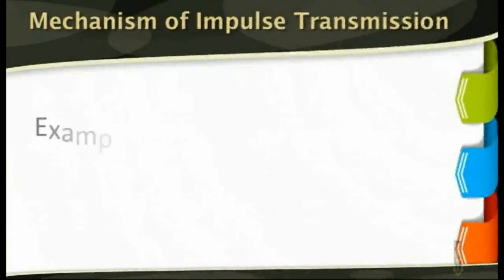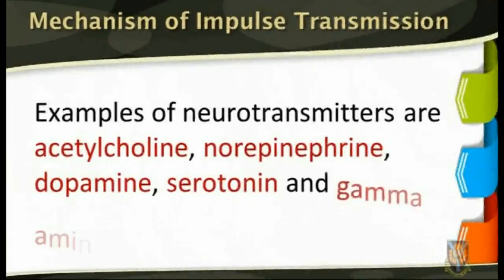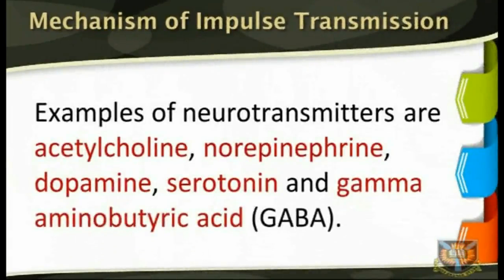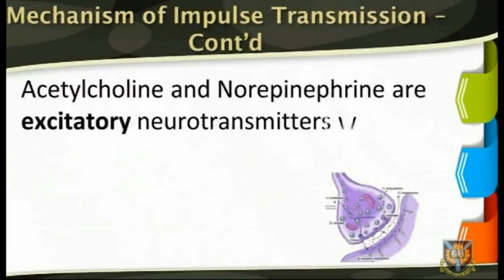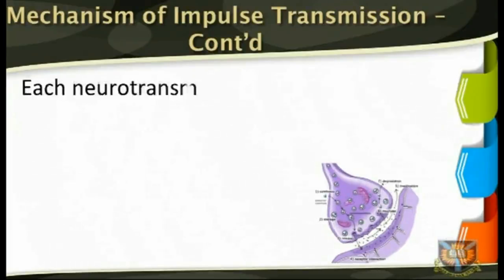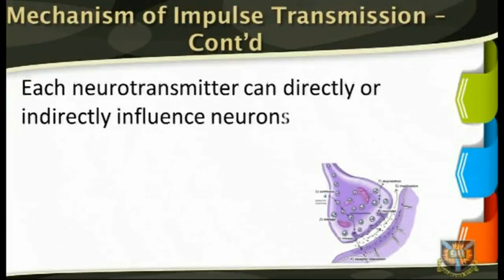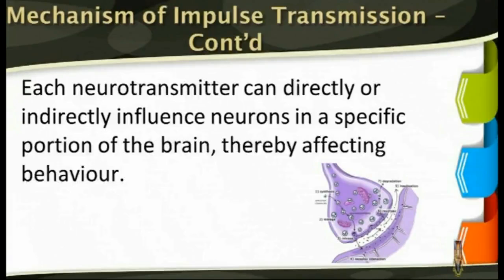Some common neurotransmitters are acetylcholine, norepinephrine, dopamine, serotonin, and gamma-aminobutyric acid. Acetylcholine and norepinephrine are excitatory neurotransmitters, while dopamine, serotonin, and GABA are inhibitory. Each neurotransmitter can directly or indirectly influence neurons in a specific portion of the brain, thereby affecting behavior.